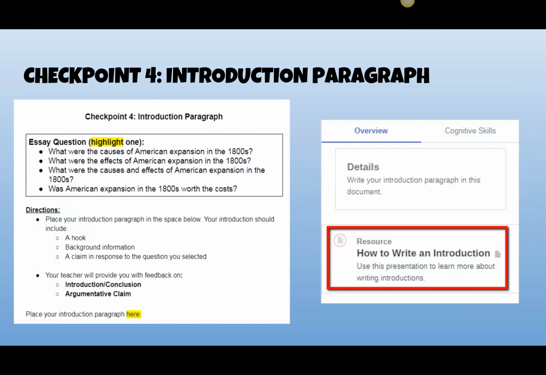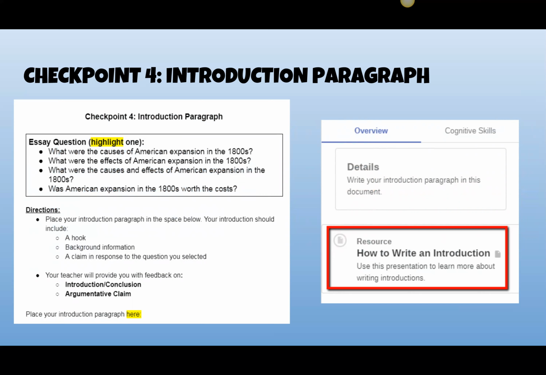Checkpoint 4 for the US expansion essay is the introduction paragraph. Last week you did the basic general outline for your essay. Today we're going to start building each paragraph by itself. So checkpoint 4 is the introduction paragraph. Make sure on the one that you submit for the checkpoint that you're highlighting which question you're answering. That's very important, because some of these are kind of similar. So make sure you're highlighting so I know what question you're answering.